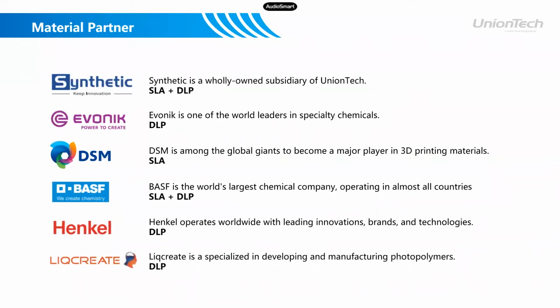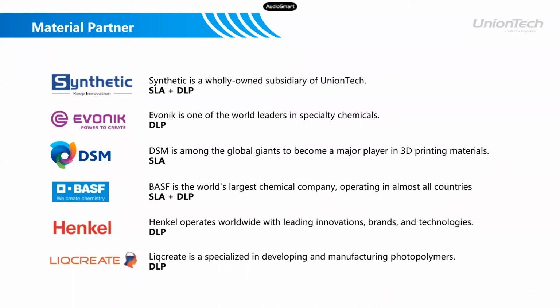Materials are playing a very important role in the 3D printing process. And we partner with many world-famous chemical producers. For example, the first one, Synthetic, is our own subsidiary, mainly focusing on a niche market. Evonik, the German chemical giant, is actually a minority shareholder of UnionTech. If I say DSM, nearly everyone in this industry knows DSM, it's an expert in SLA resin.